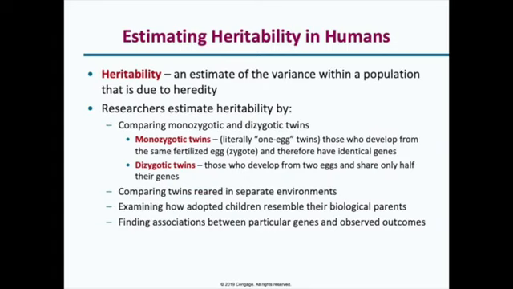Dizygotic twins develop from 2 eggs and share only half their genes. They are often called fraternal twins because they are only as closely related as brother and sister. Another kind of evidence for heritability comes from studies of adopted children. Resemblance to their adopting parents implies an environmental influence, whereas resemblance to their biological parents implies a genetic influence.